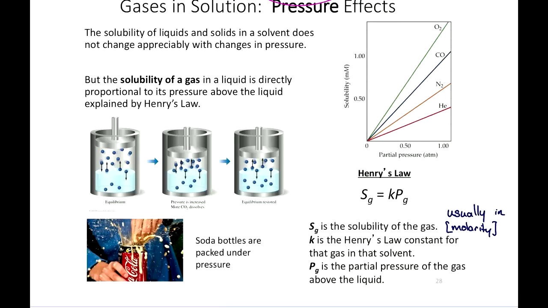So this equation, the next two slides, we'll be using this equation where S stands for solubility, but really this is concentration in molarity of that gas. Usually the unit is molarity, right? Equal to K, Henry's law constant for that particular gas. So different gases have different Ks. A gas at different temperatures will also have different Ks, right? So times the partial pressure of that gas above the liquid.